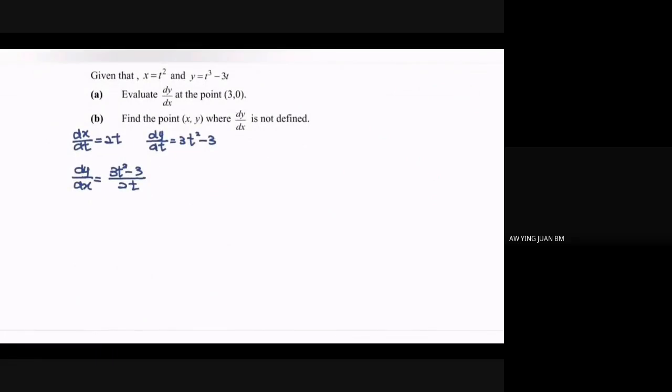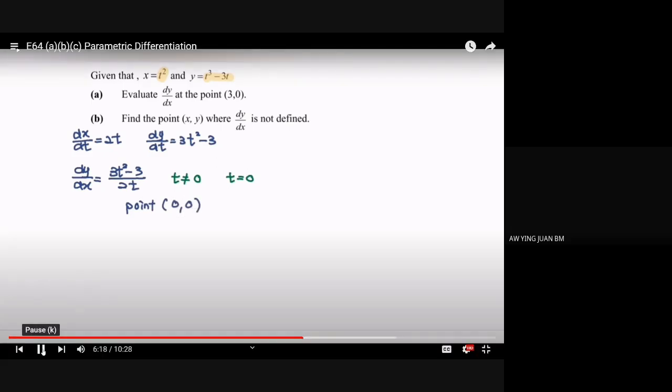Find the point xy where dy dx is not defined. In order for the dy dx is not defined, meaning that the t cannot be equals to 0. So here they stated that for what value the dy dx is not defined. So the answer is t is equals to 0. If the t is equals to 0, the value of x will be equals to 0. If the t equals to 0, then the value for y also equals to 0. So what is the point where the dy dx is not defined? So the answer is the point will be the origin where the dy dx is not defined.